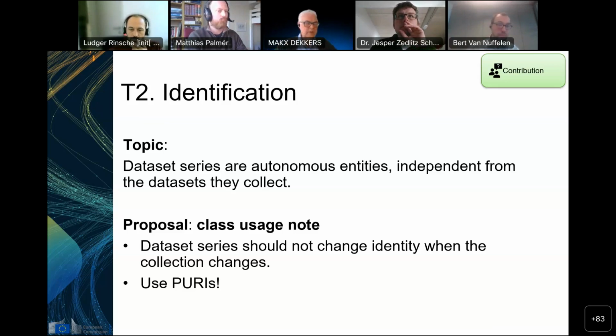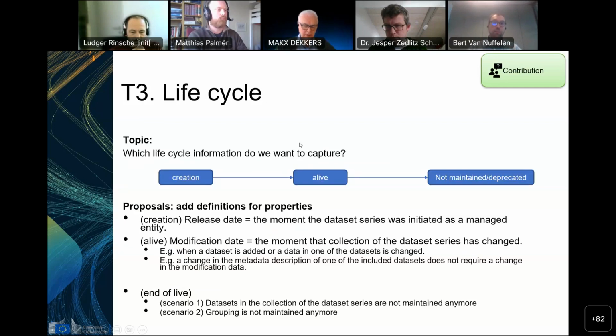Getting +1s on this one. I think it's a reasonably uncontroversial proposal. And I see ones and ones and more ones. Okay, good. I don't see any objections. Okay, let's move then to the next one.